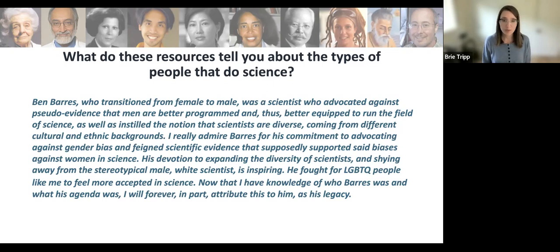His devotion to expanding the diversity of scientists and shying away from the stereotypical male white scientist is inspiring. He fought for LGBTQ people like me to feel more accepted in science. Now that I have the knowledge of who Perez was and what his agenda was, I will forever in part attribute this to him as his legacy. So this is powerful, right? And this isn't just a one-off. I have countless reflections from students, and data that I'll show you in a moment, that show that these really do matter to students.